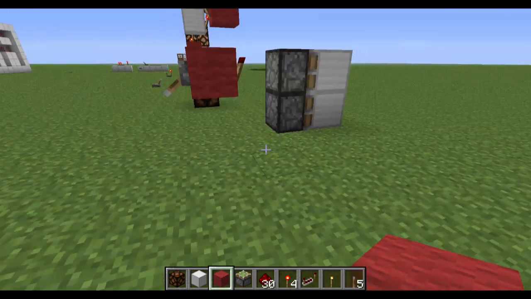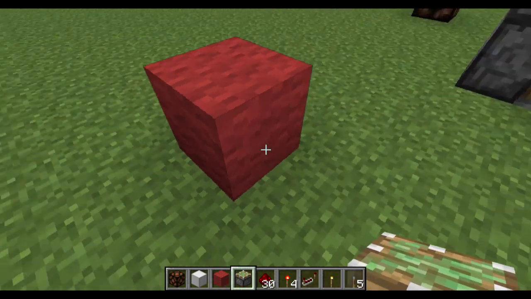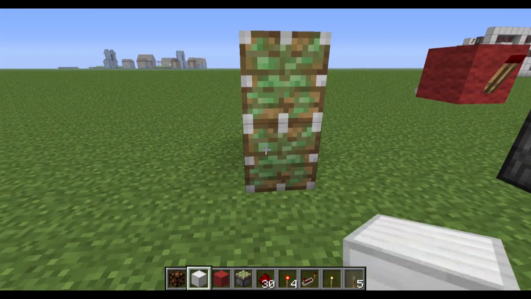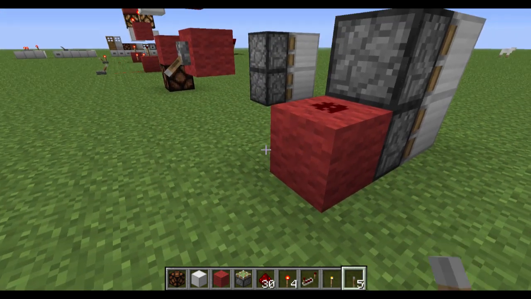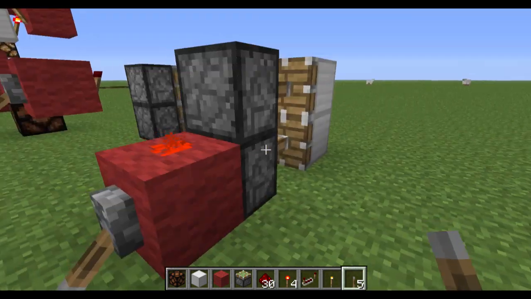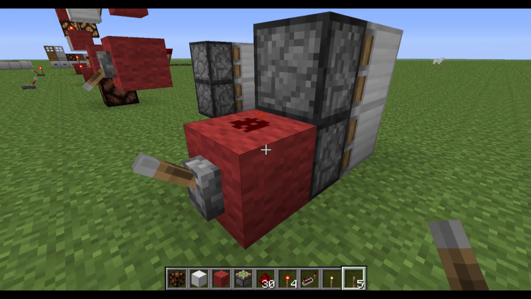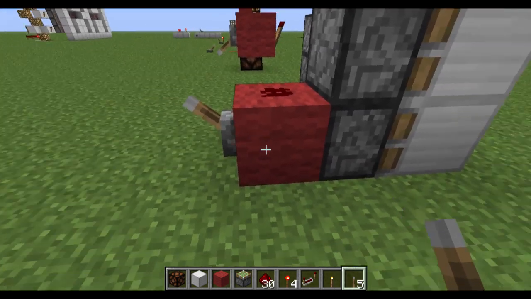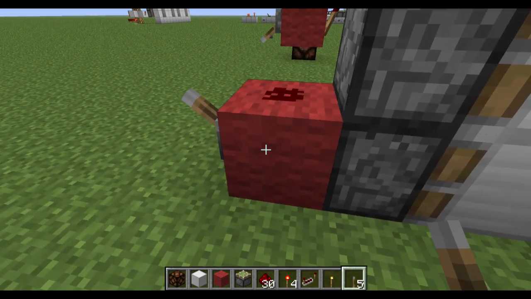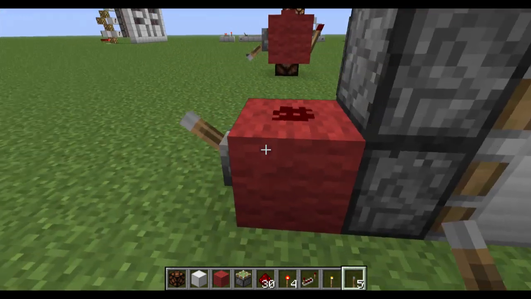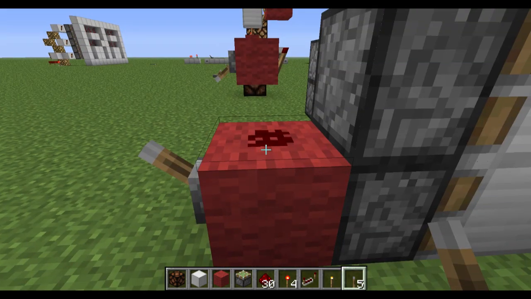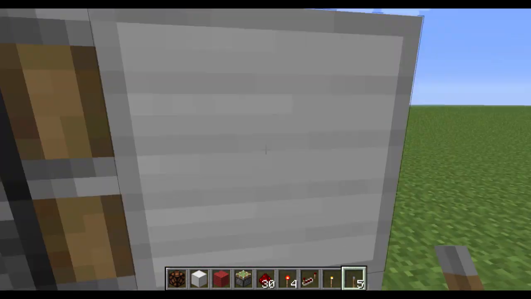Now, you may ask yourself, wait a minute, Generikb, why wouldn't I just do this? Put a piece of dust on top, got your signal or whatever, right? Because that works just fine. This is powering this block, energizing this block, which is first degree power, which powers this piston.